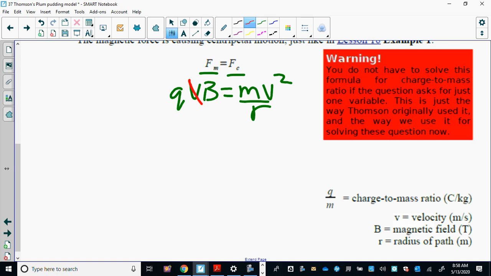Why are we solving for Q over M? What kind of random thing is that, Q over M? Well, remember, at this point, we don't know what electrons are. We certainly don't know the charge of an electron. We definitely don't know the mass of an electron. So the best we can do is find out the ratio. We can measure velocity, we can measure radius, we can measure magnetic field strength, but we don't know Q and M of an electron because we really don't even know what an electron is. So the best we can do is find out the ratio of the charge to mass.